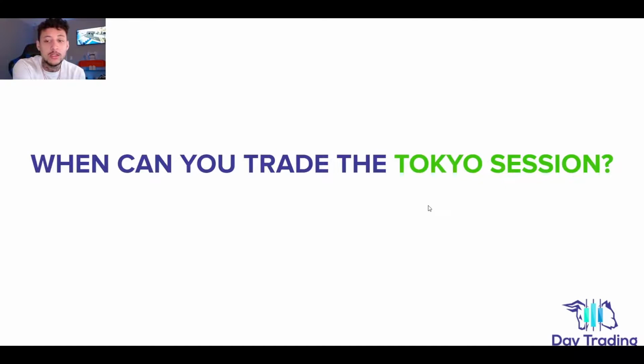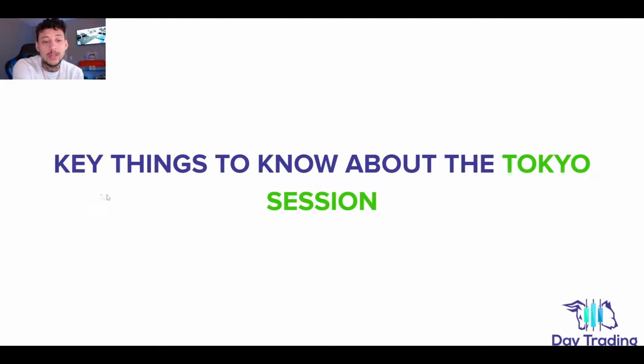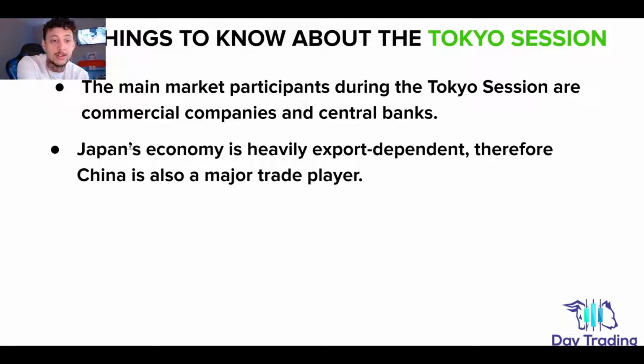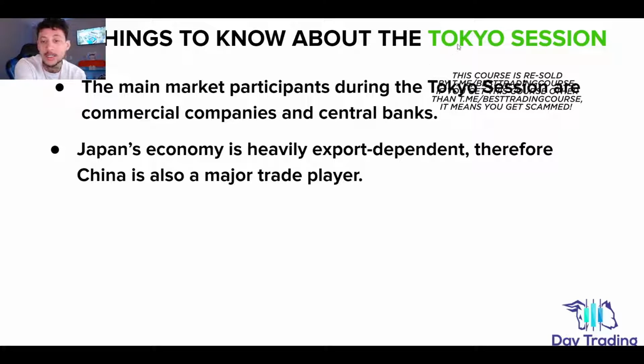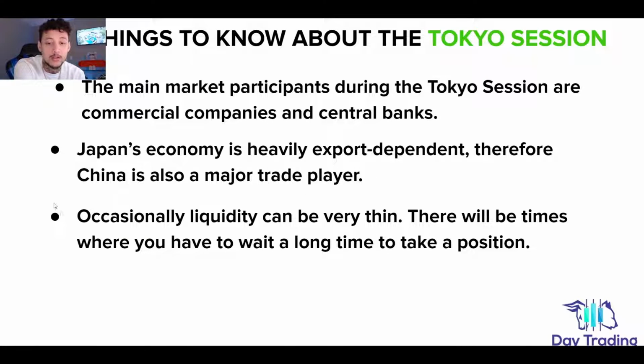Now, when can you trade the Tokyo session? For traders that live in America, the trading day actually begins on Sunday night at 5 p.m. EST. However, it takes a few hours for liquidity to show up during the Tokyo session. Now, key things to know about the Tokyo session. The main participants during the Tokyo session are commercial companies and central banks. Japan's economy is heavily export dependent, and China is also a major trade player in the Tokyo session, hence the name Tokyo session. Occasionally, liquidity can be very thin at times. This is pretty normal during the Tokyo session.